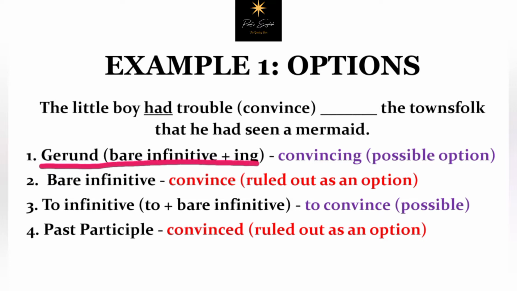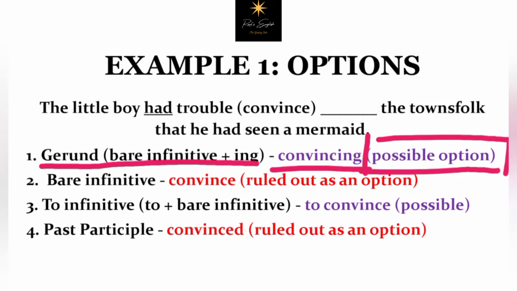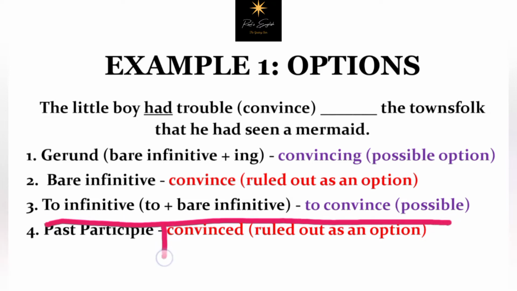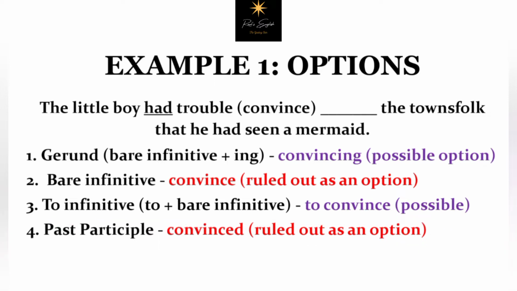Gerund: convincing. Is it a possible option? Yes, it is a possible option. Bare infinitive: convince. Ruled out. Why have I ruled it out? The same way I have ruled out number 4. Past participle: ruled out. Why? Because we do not have a modal over here. The little boy had. Do we have a modal? No. Hence we cannot use the bare infinitive form.